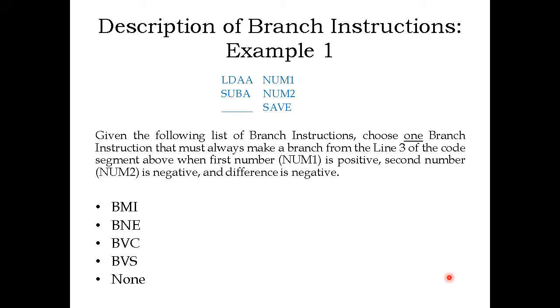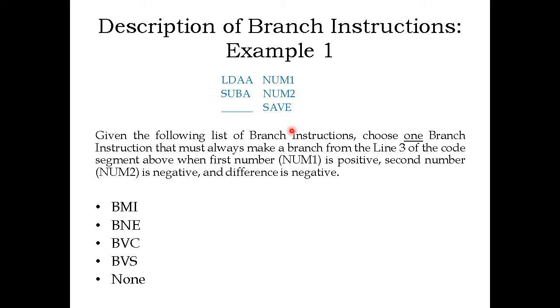Now, let's look at a couple of descriptions which we will need to understand, to see whether we can understand, just like a programmer, how we use the branches. For an example here, let's say we are given 3 lines of instruction. In the first line, we are loading a number into accumulator A. In the second line, we are subtracting number 2 from number 1. Now, in the third line, we will be using a branch with a label called safe.